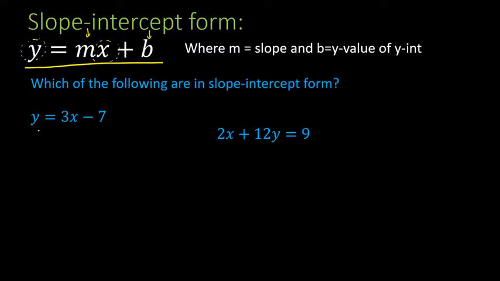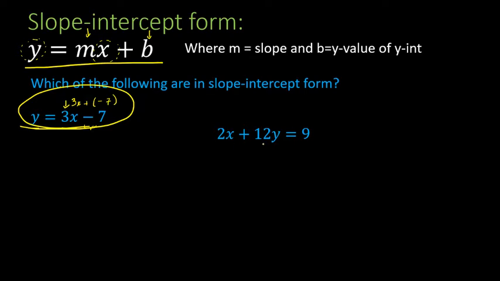So let's take a look first at this one. We have y equals 3x minus 7. Is this in slope-intercept form? Yes, we have y equals 3x, so right away you could say 3 is the slope of this line, plus b. We're subtracting here, but that's okay. We could rewrite this as 3x plus a negative 7. So this is just identifying that the value of b is negative 7. So yes, this equation is in slope-intercept form.